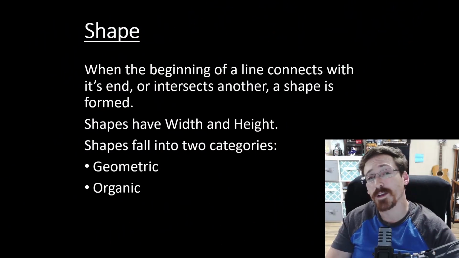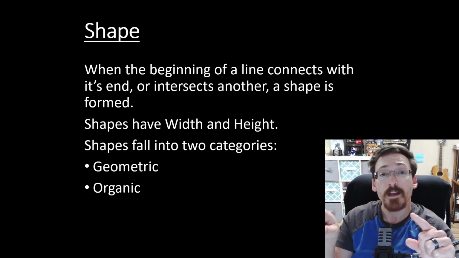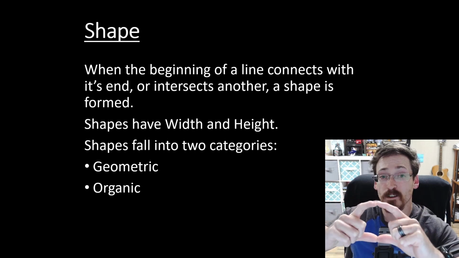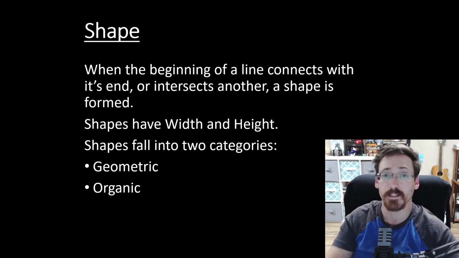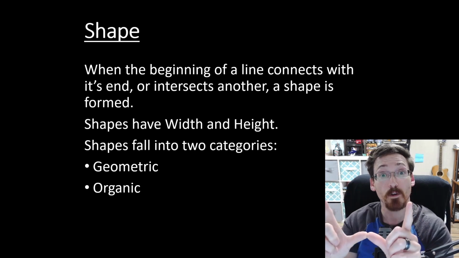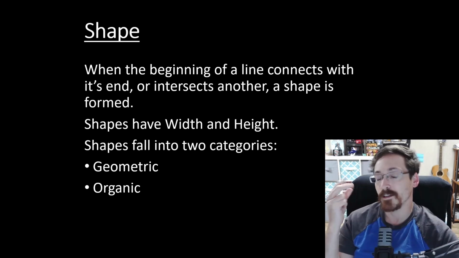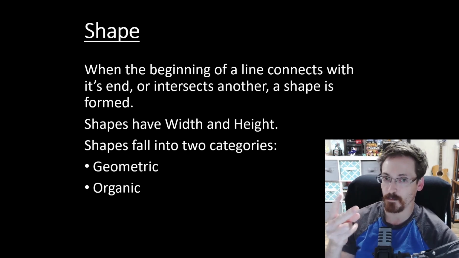The element of art we're looking at today is shape, and shape happens whenever you have a line. So from point A to point B, that line either closes off and meets itself back around, or it intersects other lines. Basically, if it is left open, it's a line. If it is closed, then it's a shape.